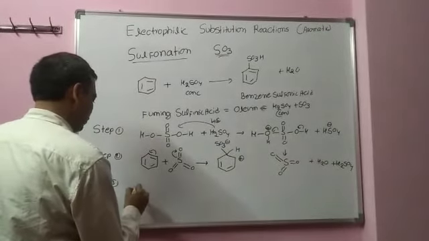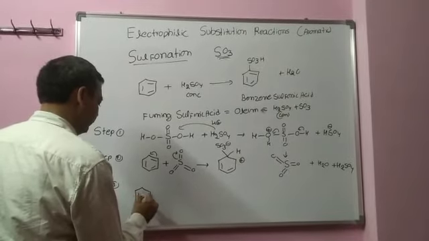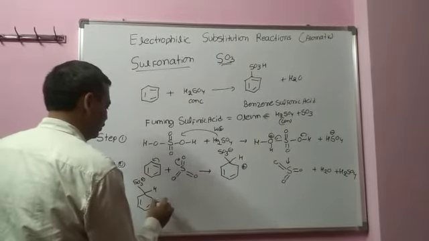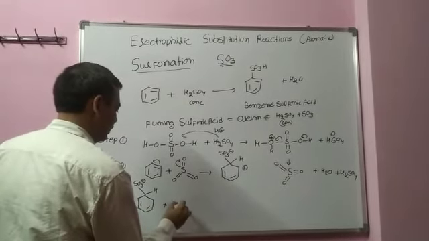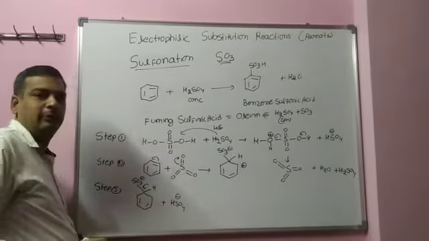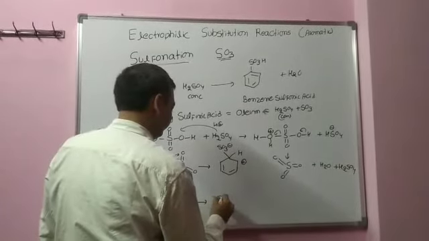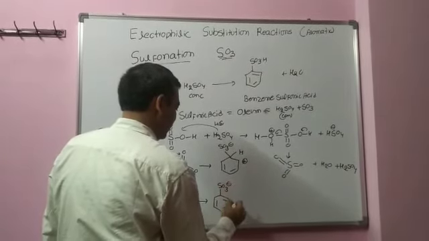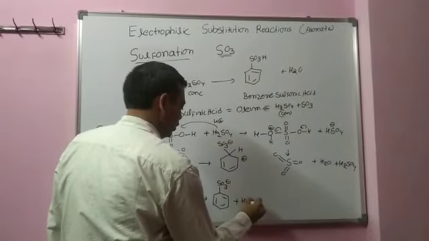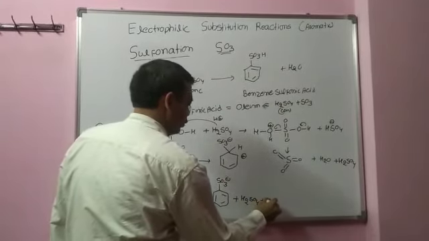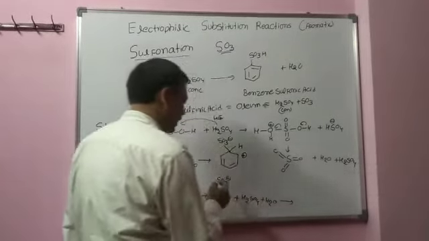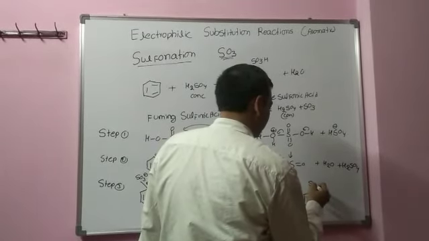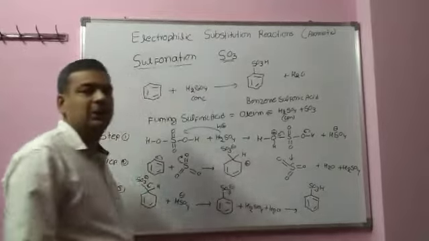In step 3, removal of the old electrophile, the hydrogen. We have HSO4 minus in the reaction mixture, so it is used for the removal of hydrogen to give SO3 minus. In the reaction we also have H2SO4 and water, which give H plus, and that H plus adds here to give benzene sulfonic acid. So this is about sulfonation.